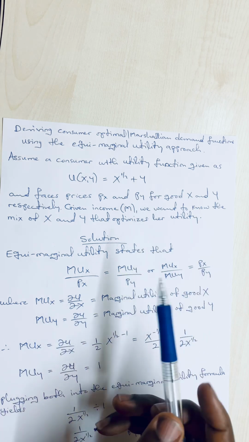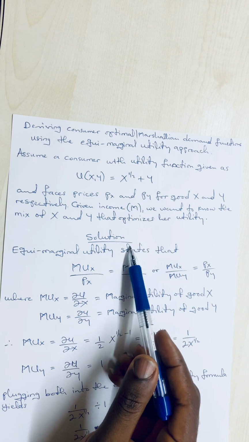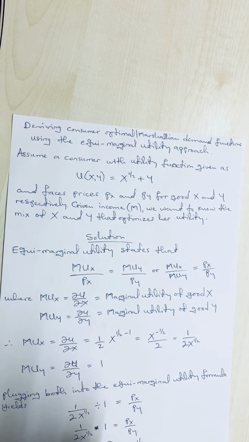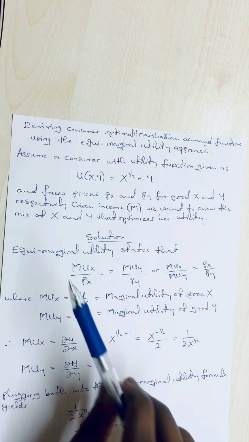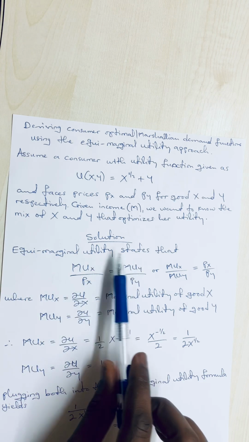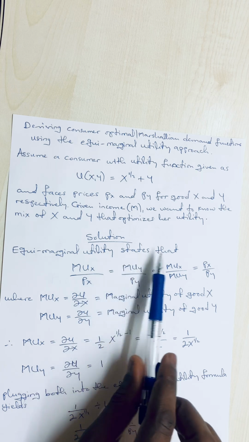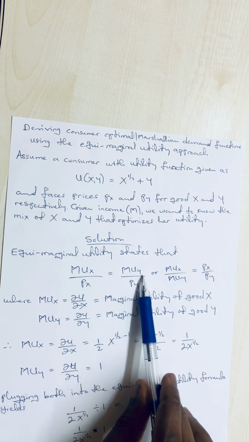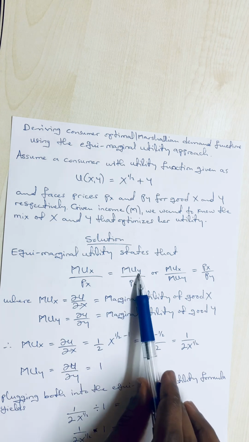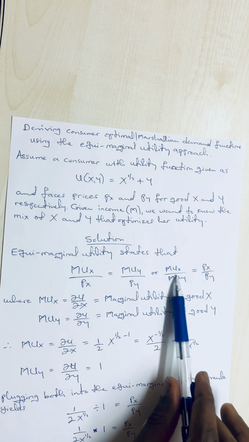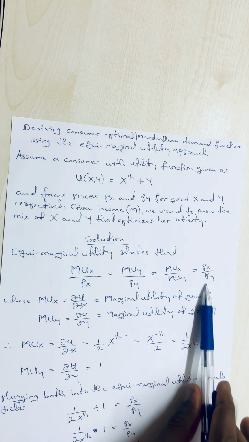In this solution, we are not using the Lagrangian approach. If you want to learn the Lagrangian approach, look at the other video on the YouTube page. In this video, we look at Equi-Marginal utility. The Equi-Marginal utility approach states that the marginal utility of x over its price should be equal to the marginal utility of y over its price, or the marginal utility of x over y is equivalent to the ratio of prices.